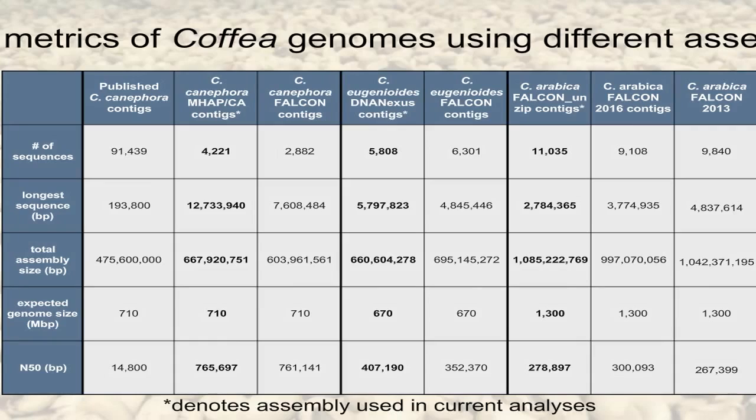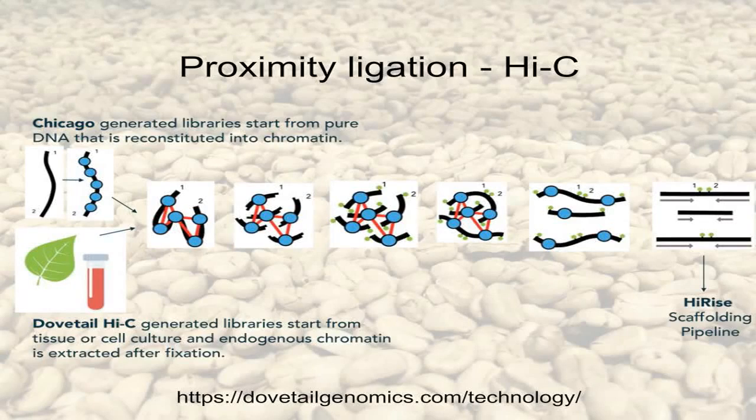Overall, you can see the canephora assembly seems to be performing the best, which is probably expected since this one is a monohaploid and should have essentially no variability. Eugenoides is slightly worse, likely because of the heterozygosity issue. And then arabica, of course, is the most complicated one, since this is our dihaploid.